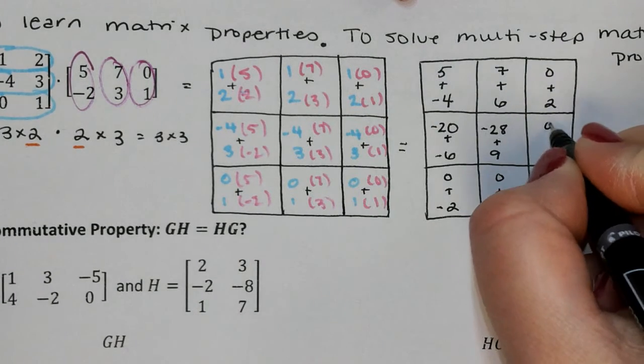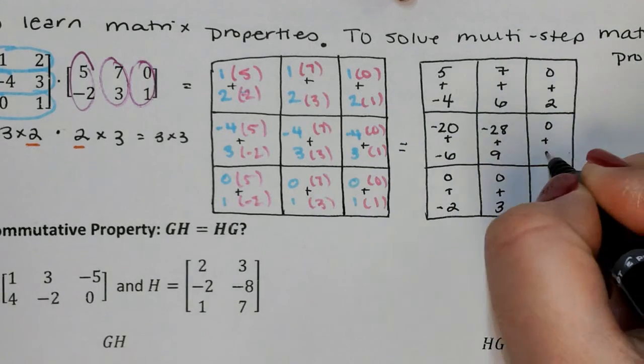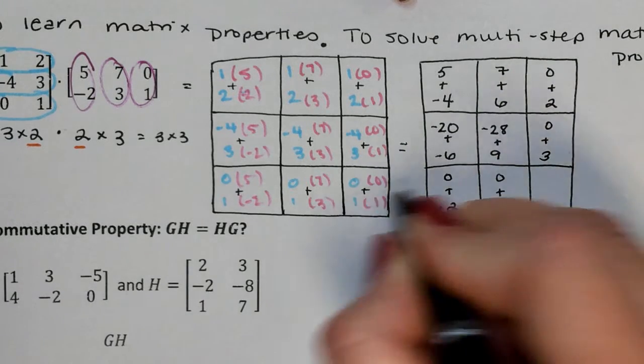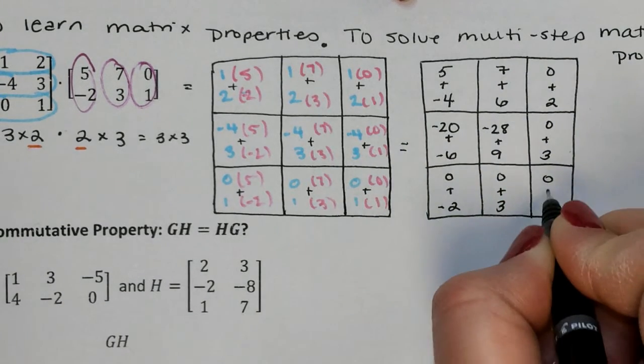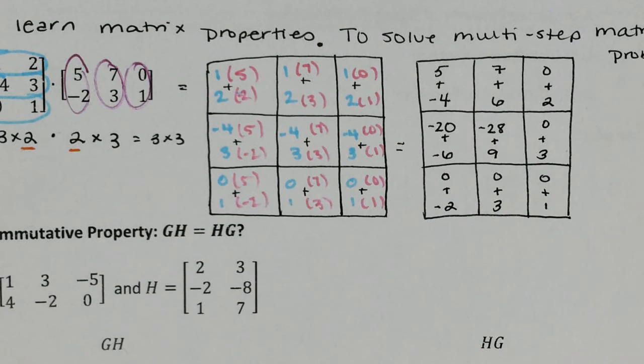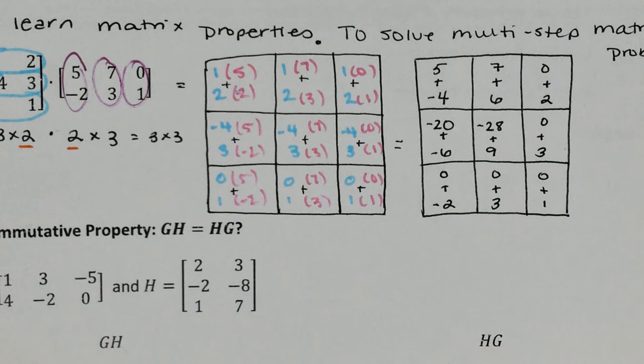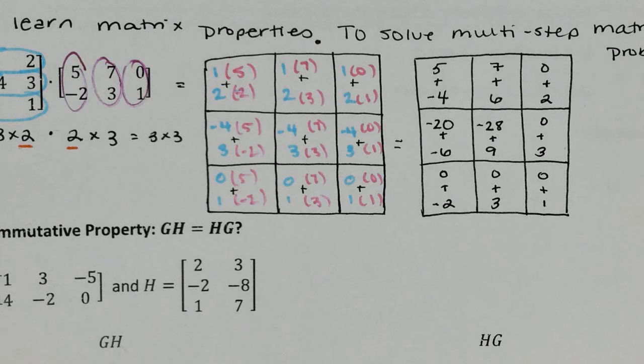Negative 4 times 0 is 0, plus 3 times 1 is 3. 0 times 0 is 0, plus 1 times 1 is 1. So when we multiply matrices, it is a lot of work. Okay?